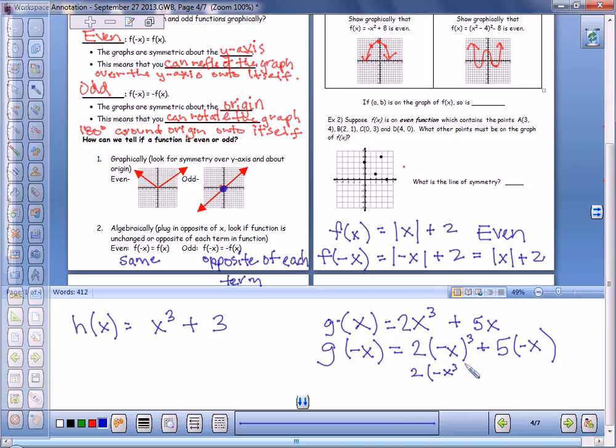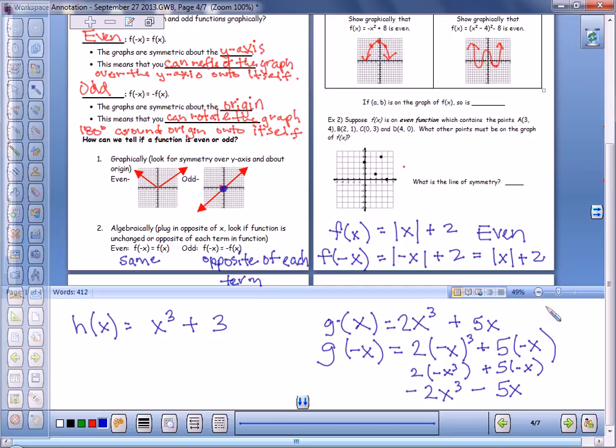And this is 5 times negative x. So this gives me negative 2x cubed minus 5x. Do you see I got the opposite of the first term and the opposite of the second term? I got the opposite of all my terms. If I get the opposite of each term, it is odd. So this one is odd.